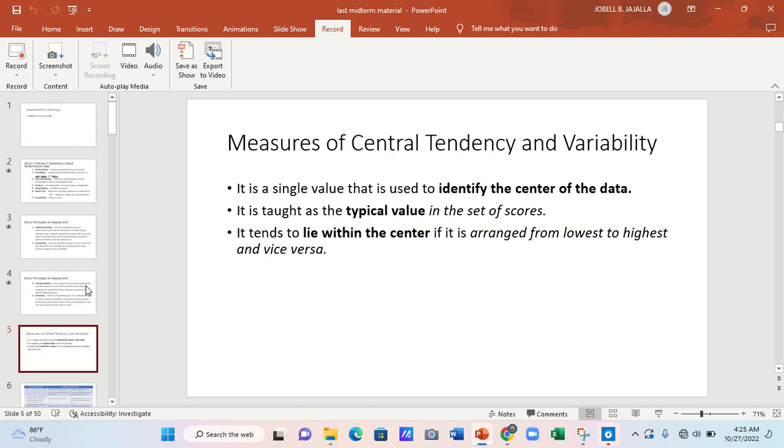Okay, so it is regarded as a single value that is used to identify the center of the data. When we are talking about centeredness, that is under the measures of central tendency, and it is taken as the typical value in the set of scores. It tends to lie within the center if it is arranged from highest to lowest and vice versa. So, measures of central tendency is the centeredness of the data, the middle of the data. We will know more about this.